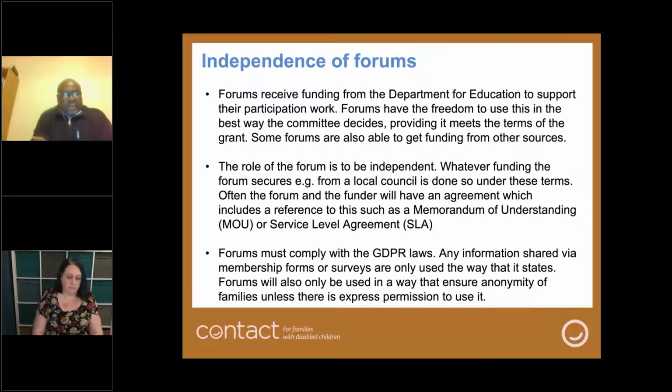On the independence of forums, we get funding. Our funding comes from the Department of Education, and we operate with that freedom, which gives us the voice to speak on behalf of other parents to the needs that we need to improve the systems. This is essential, because if we do not have that independence, we're in essence enabling the system, and we will not speak to the voices. We will not get the change that is needed for our children. And the law specifies that we need that freedom.